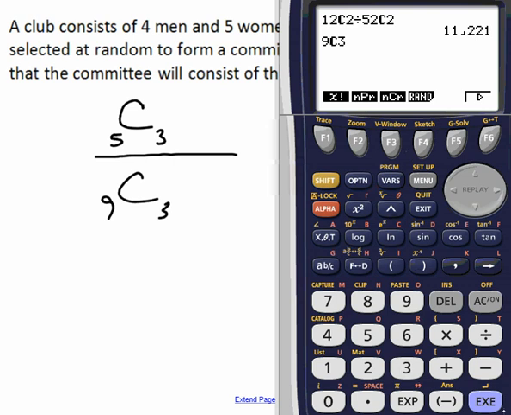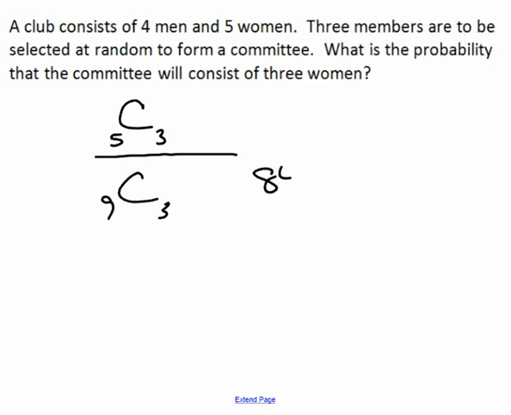Okay, so you can do this either by hand or on a calculator. It just depends on what you're permitted to do. 9C3 says 84. There are 84 possible ways of having a committee of 3 people in whatever club this is. 5C3 comes out to be 10, and then we can reduce this down to be 5/42, I hope. And you can verify that on your calculator if you'd like.